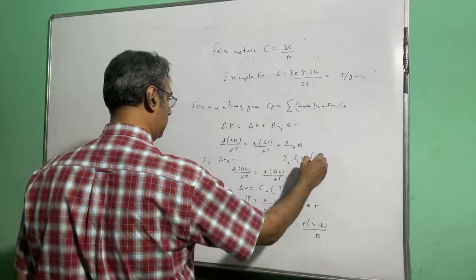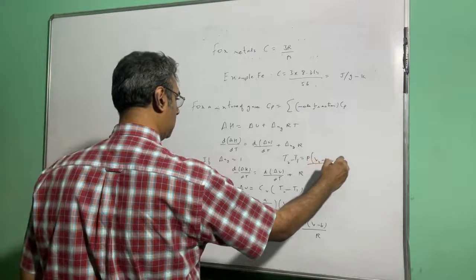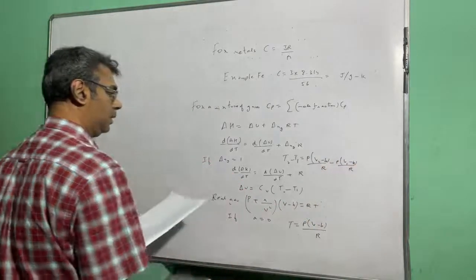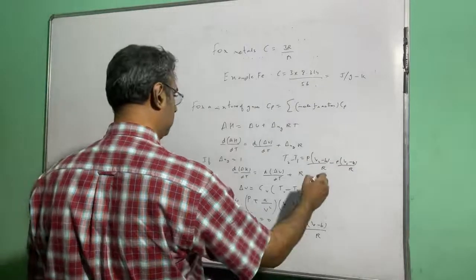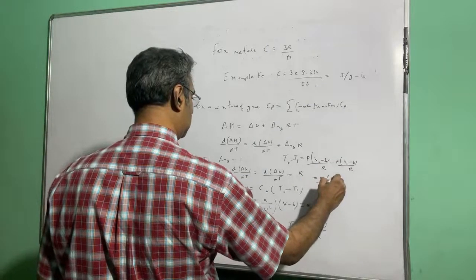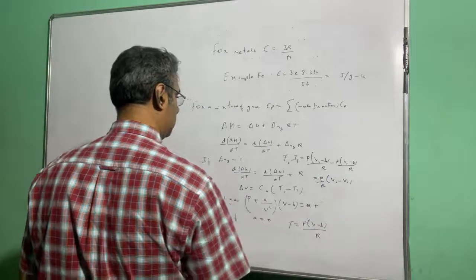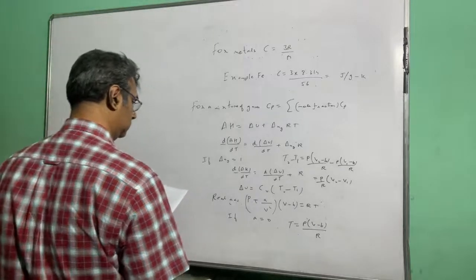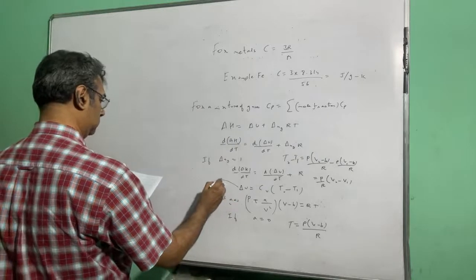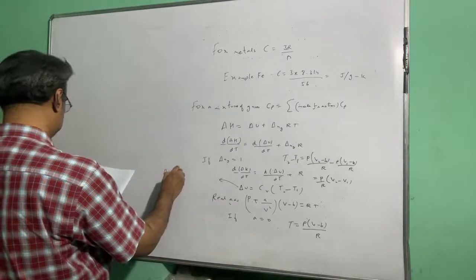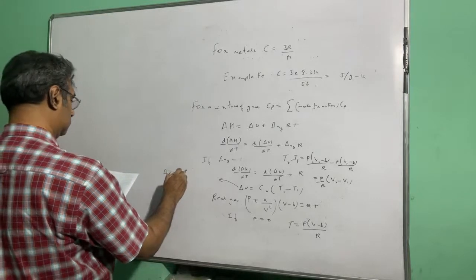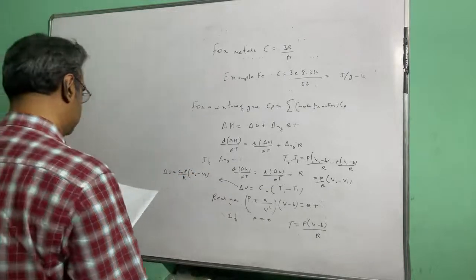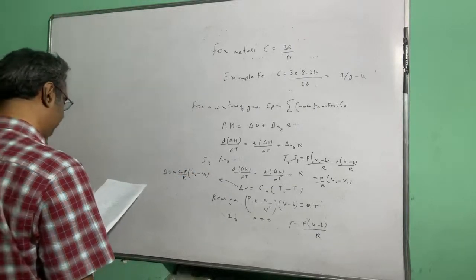Then T2 minus T1 will be P into (V2 minus b) by R minus P into (V1 minus b) by R. So that is P by R into (V2 minus V1). So delta U will be Cv into P by R into (V2 minus V1).